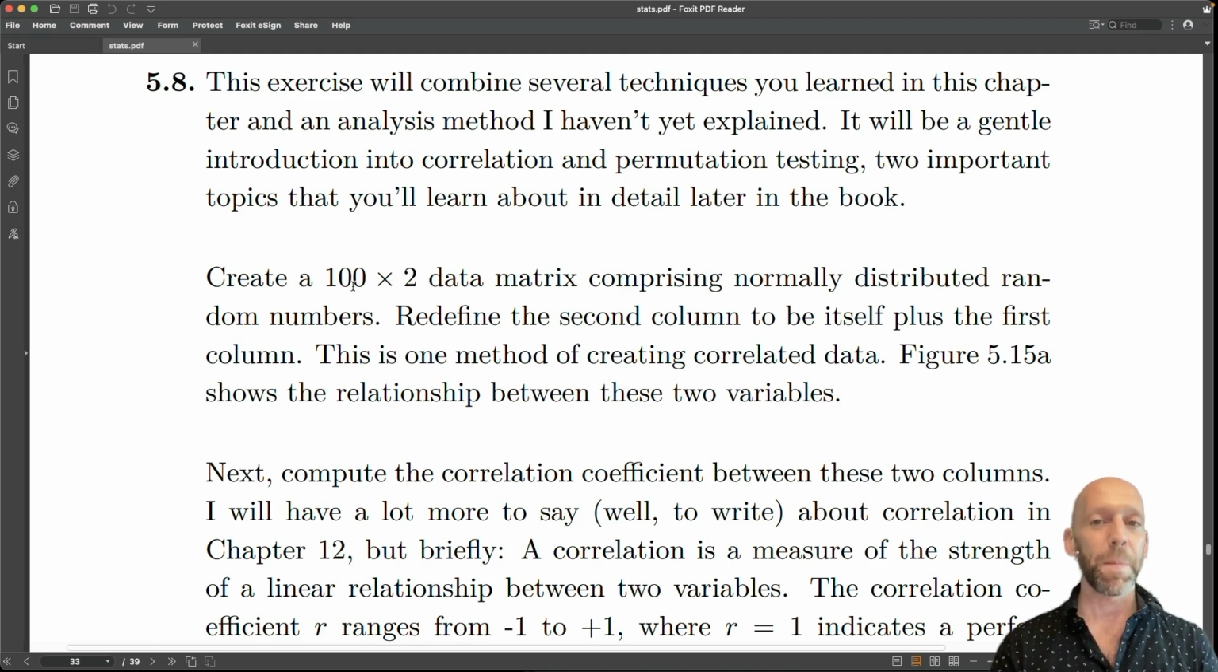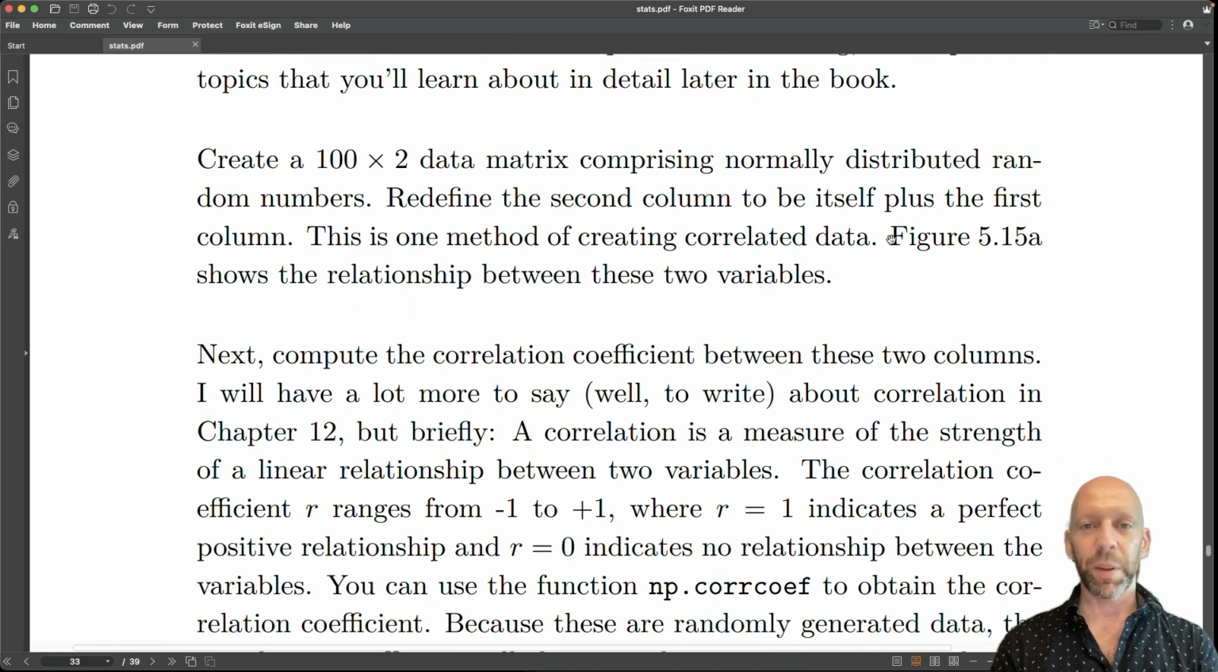So start by creating a 100 by 2 data matrix comprising normally distributed random numbers. And then you want to set the second column to be itself plus the first column. This is one of many methods to create, or to simulate, correlated data, and you will learn other methods in a later chapter, in Chapter 12. Okay, so I'll show you Figure 15 in a moment.